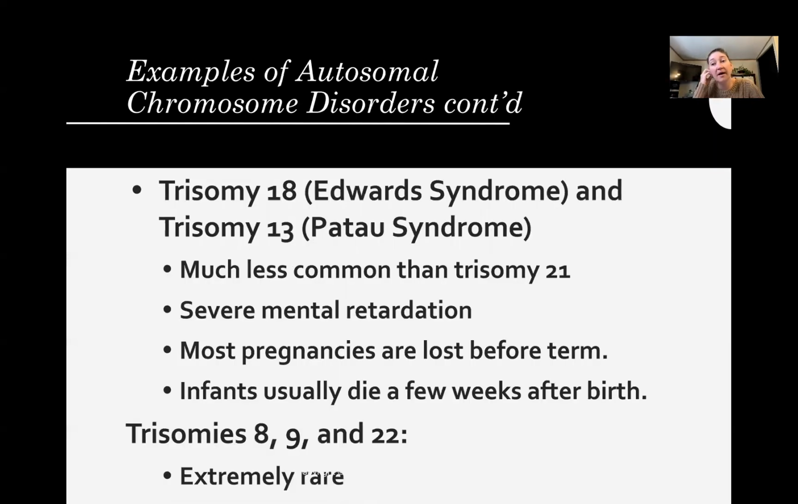So here are some other examples. Trisomy 18 is Edwards syndrome, and trisomy 13 is Patau syndrome. So these are much less common than trisomy 21. They result in severe mental retardation. Most pregnancies are lost before term, and infants usually die a few weeks after birth. Trisomies 8, 9, and 22 are very rare, but they happen.